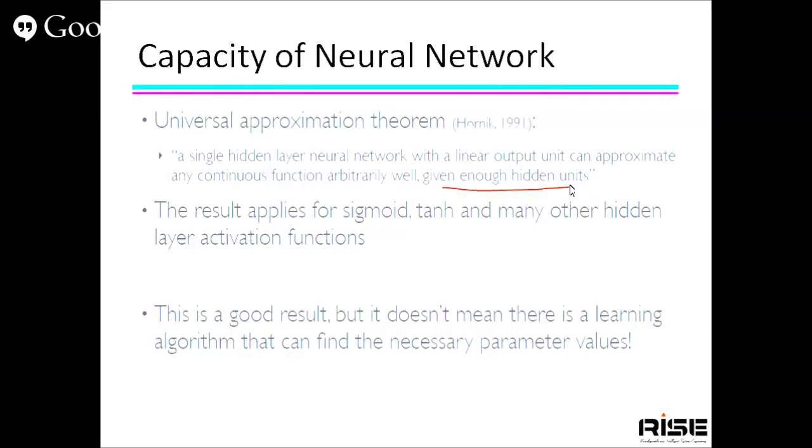This is a good result, but it doesn't mean there is a learning algorithm that can find the necessary parameter values. This says that there exists a parameter configuration. There exists a set of weights for the neural network which can very well approximate this continuous function, but it doesn't tell you explicitly the learning algorithm which can learn these weights appropriately. That's the trick in every learning algorithm. Even though you know that the classifier is capable of doing something, you need to search for a correct parameter specification, and that is what the learning algorithm does.